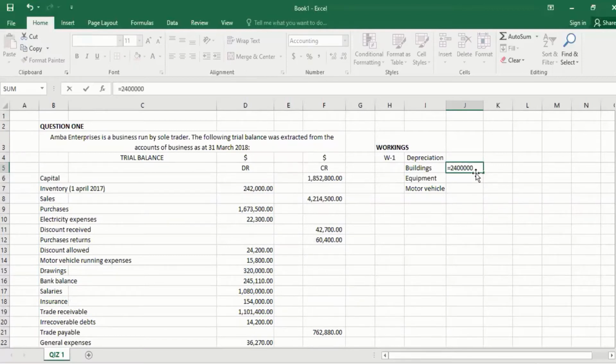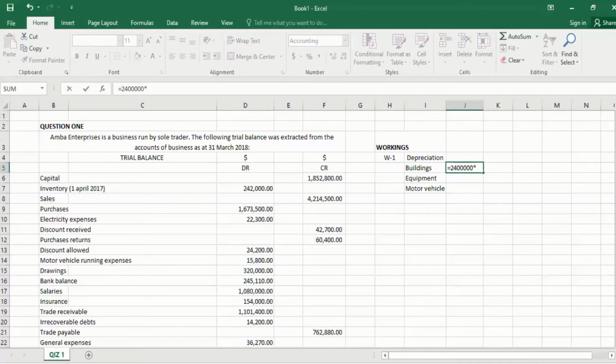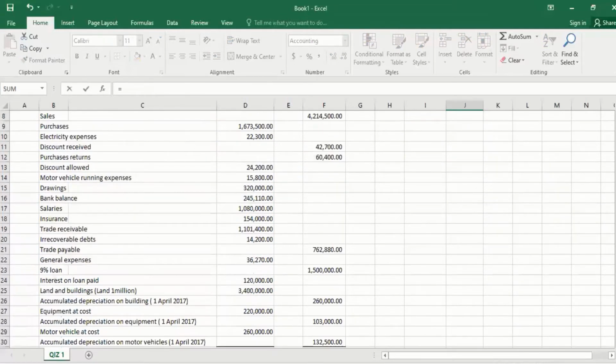And this one is being depreciated at a rate of 4%. So I depreciate at a rate of 4%, and I would have 96,000 as the depreciation. It is on straight line basis. Straight line means you depreciate on cost.